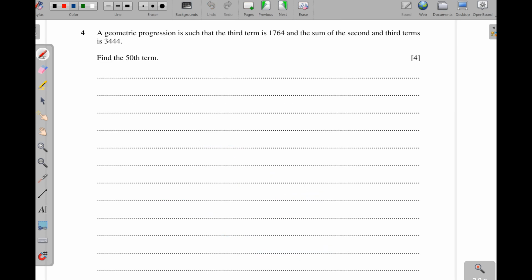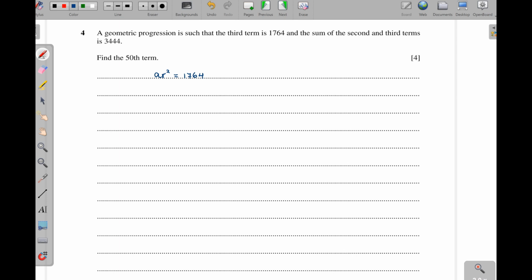Question 4 is coming from geometric progressions. A GP is such that the third term is 1764 and the sum of the second and third terms is 3444. Find the 50th term. Okay, the third term is ar squared, which is equal to 1764.